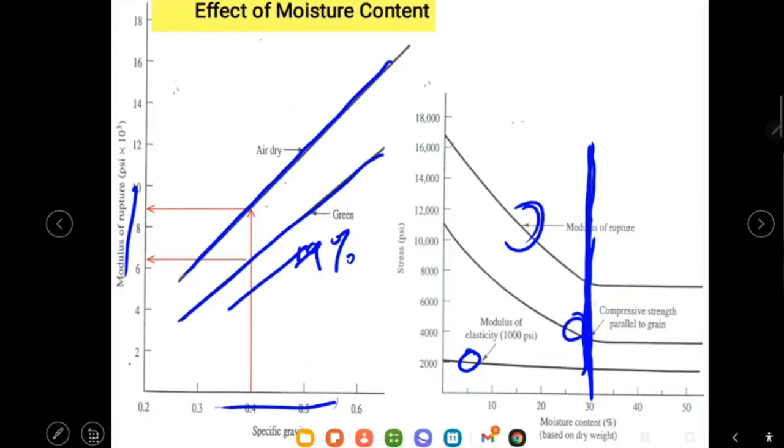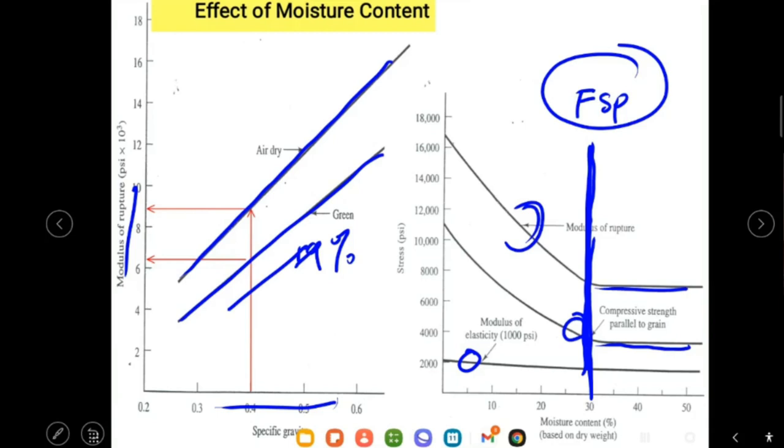Up until this point, the properties will become constant. This point is what we call FSP, which is the fiber saturated point. We will talk about this and highlight it later on, so don't worry.